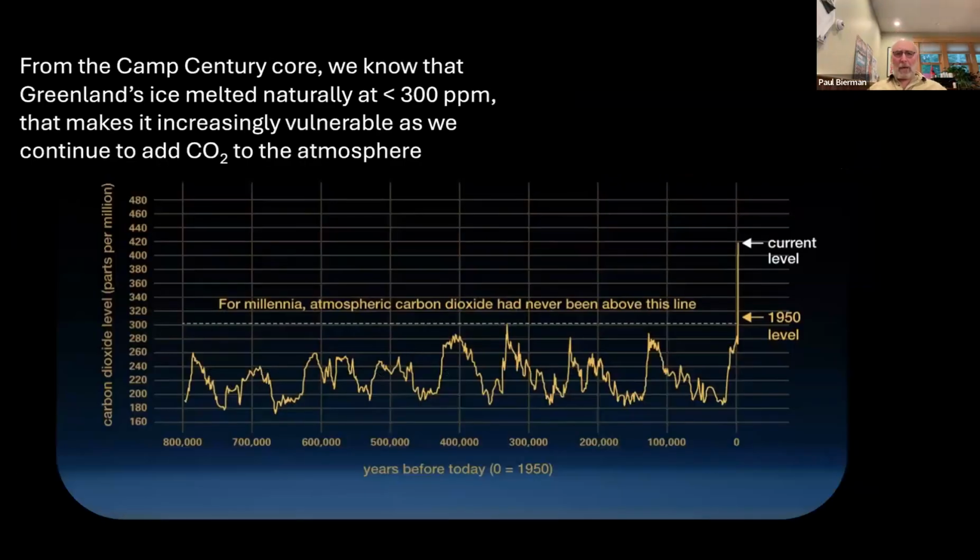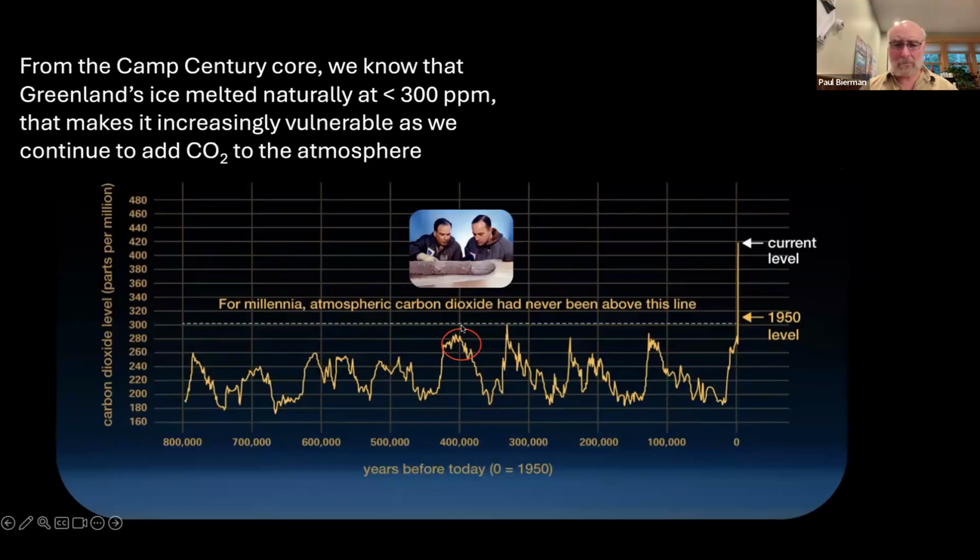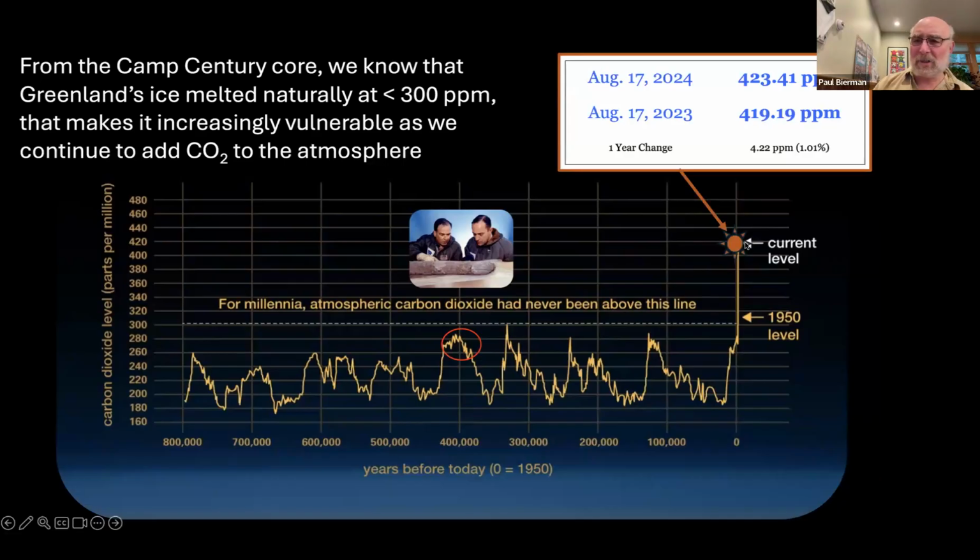So to wrap all this up, we know from the Camp Century core that Greenland's ice melted naturally at less than 300 ppm carbon dioxide in the atmosphere. And yet, that's the record from EPICA and Vostok here that shows the carbon dioxide levels. 1950 level here, this is when the subice sediment in Greenland we know was exposed to the sunlight. Levels in our atmosphere from here up to here. As of this summer, when I made this slide, we were at 423 parts per million. So about 50% more than we were when the ice left northwest Greenland.